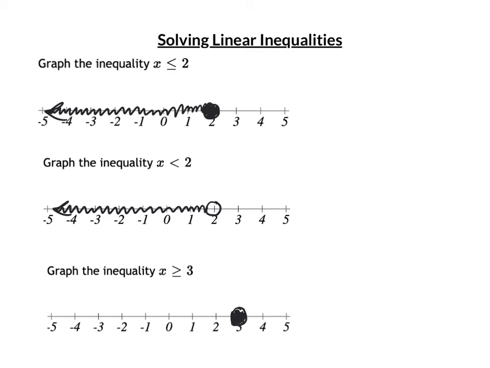Greater than numbers are to the right. Didn't leave a lot of room here on my number line. So these are all the numbers greater than or equal to 3. If there's an equal to, fill in your dot. If there's no equal, it's an open dot because that number would not be a solution.